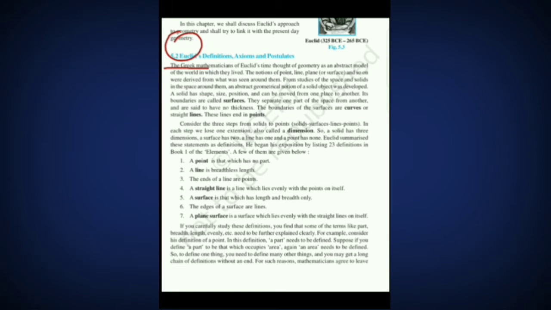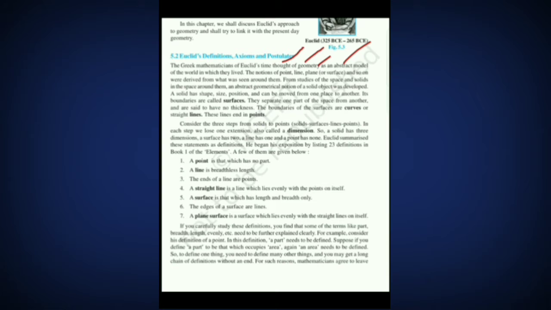Okay, at that time there was no symbol of point, as today I will tell you the symbol of point, the symbol of line, the symbol of plane. But at that time there was no symbol to represent line, point, surface, all these. That is why Euclid decided the notions of point, line, plane or surface and so on were derived from what was seen around them.